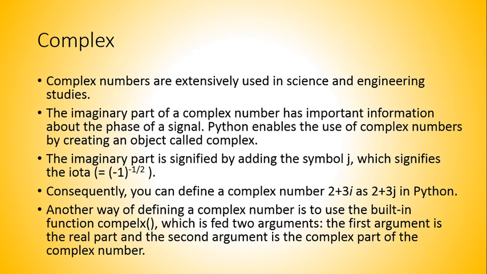I know you know what a complex number is, but still we have to go through this. j signifies the iota, that is, j indicates the square root of -1. Consequently, you can define a complex number 2 plus 3i as 2 plus 3j in Python, because Python by default uses j for the imaginary part.